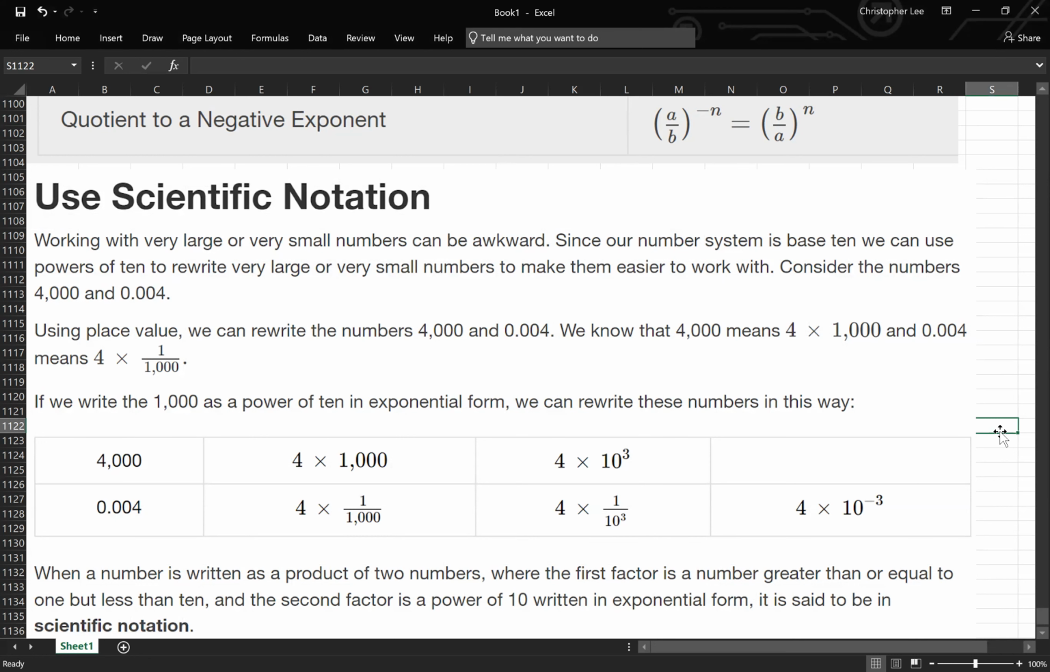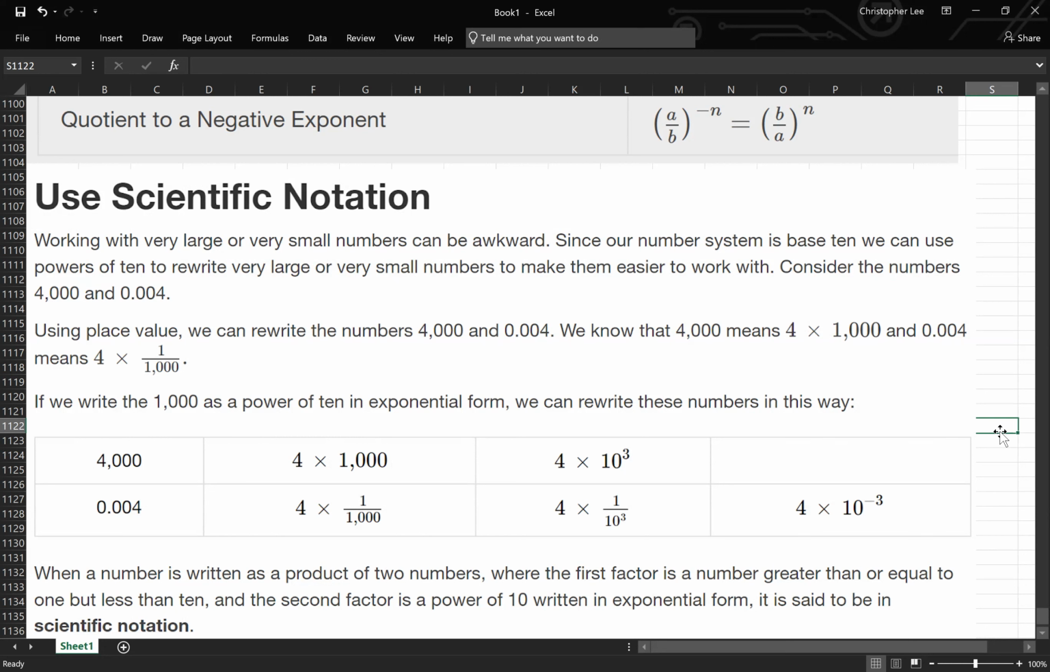Working with very large or very small numbers can be awkward. Since our number system is base 10, we can use powers of 10 to rewrite very large or very small numbers to make them easier to work with. Consider the number 4,000, or the number 0.004, or 4 thousandths.